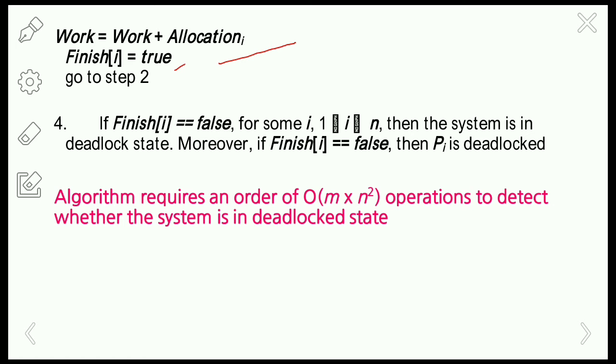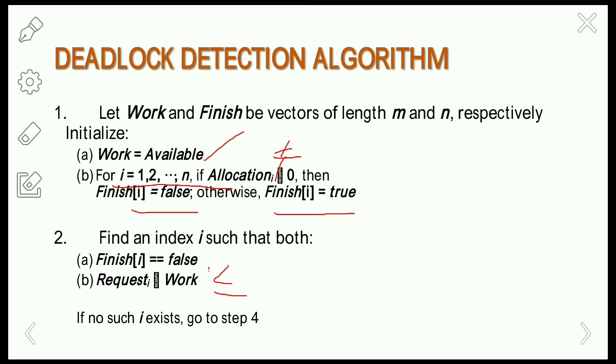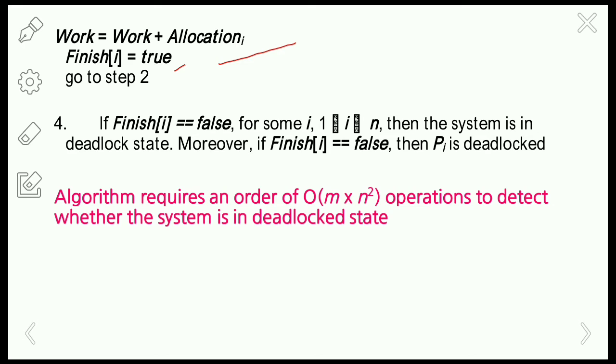If step 2 is not working, then directly go to step 4: if Finish[i] equals false for some process i, 1 to n, then the system is in a deadlock state. That means if the process has not finished its execution, then it is in a deadlock state. So 1 to n means that if, among the given n processes, any one of the processes is not executing, then the system is in a deadlock state.